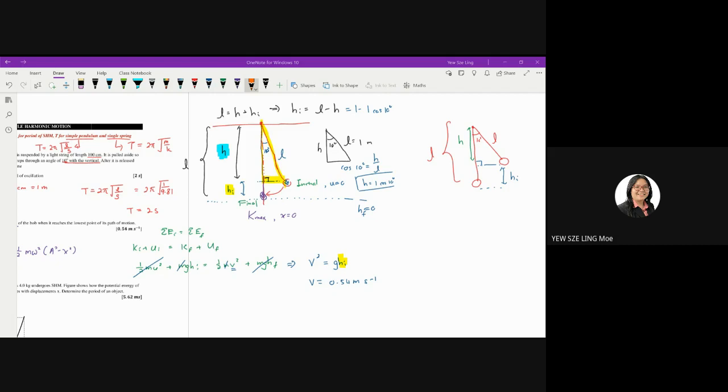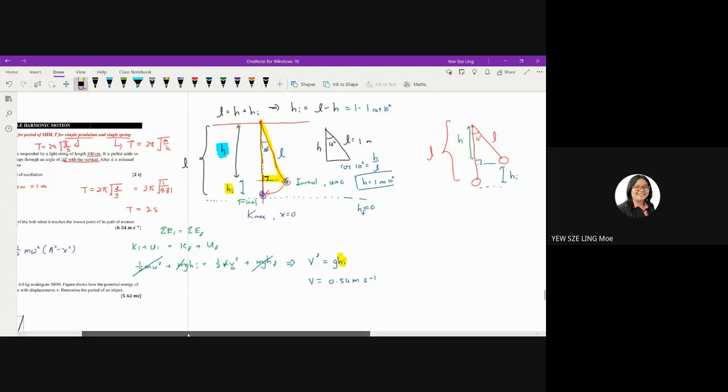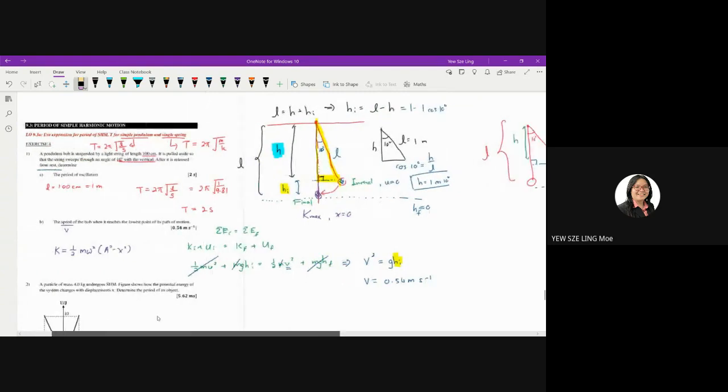The next question is just a very, very simple question. Make sure you understand how to calculate H, HI, and then with the angles. Sometimes you are given the angles, you are given H, and questions ask you to calculate length and so on. So you need to understand this diagram very well.